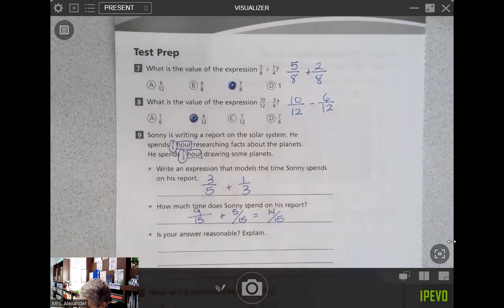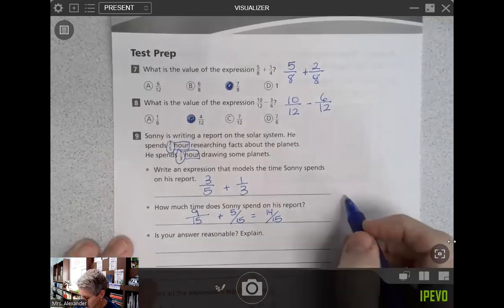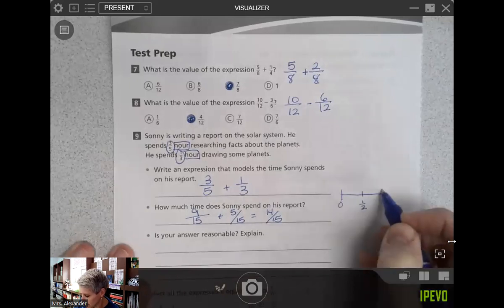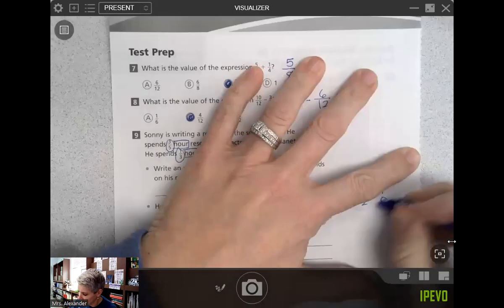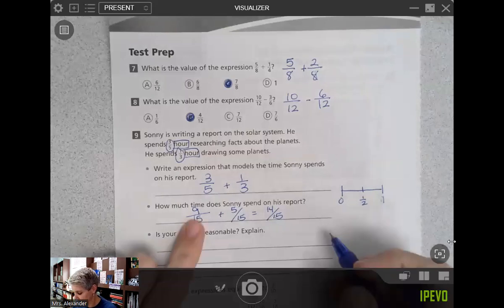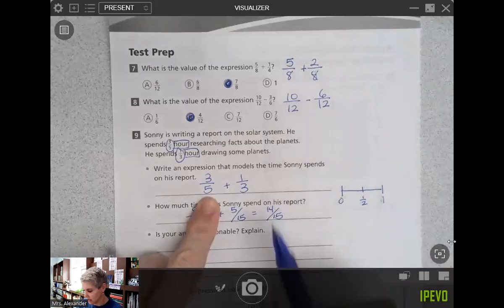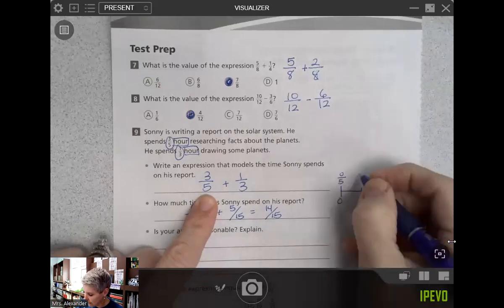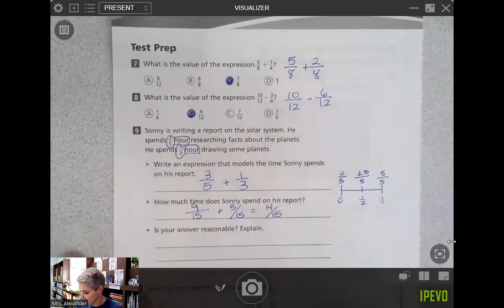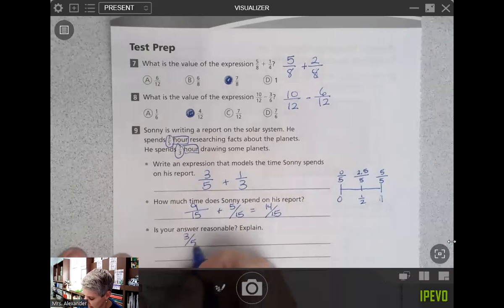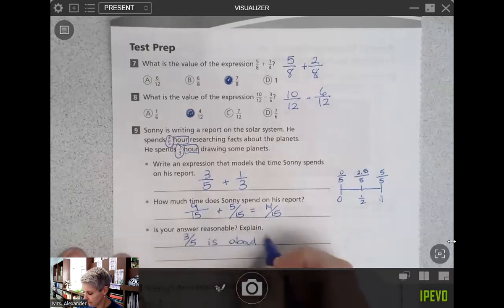Well, let's see. 3/5, those odd numbers always kind of throw me, so I'm going to draw a number line for myself. If I have fifths, I'm going to work with my original fractions. Here at the 0 benchmark is 0/5. At the 1/2 is 2.5/5. And 1 whole is 5/5. So 3 is closest to 1/2. 3/5 is about 1/2.